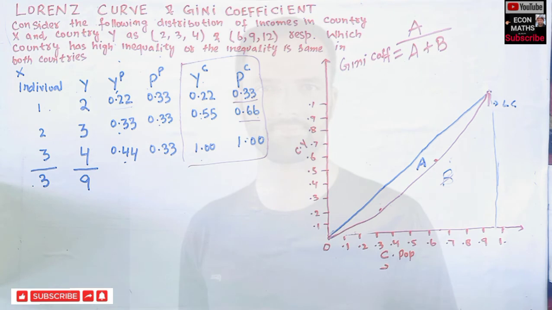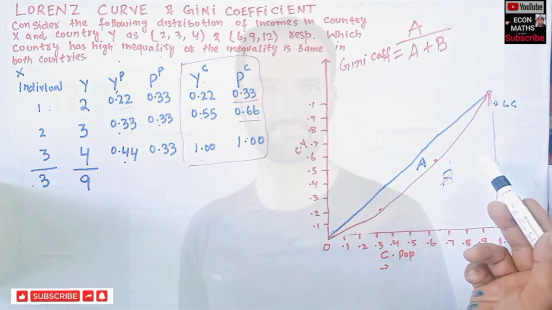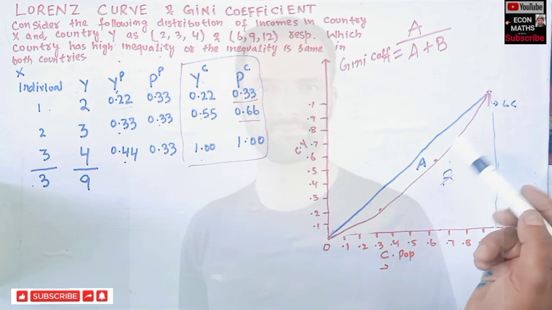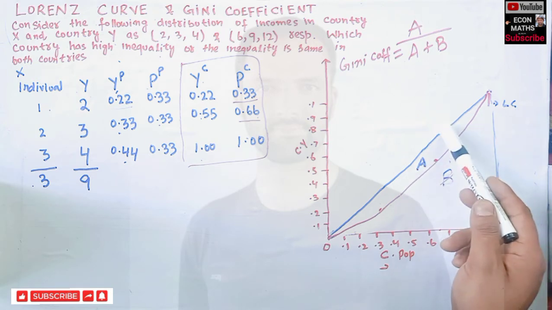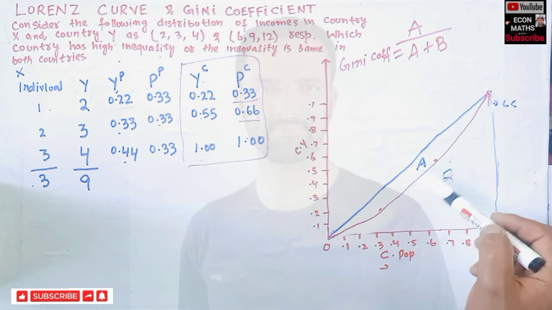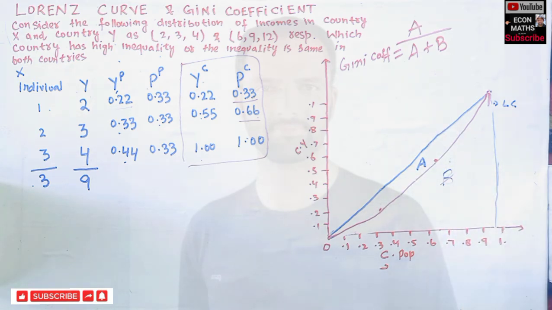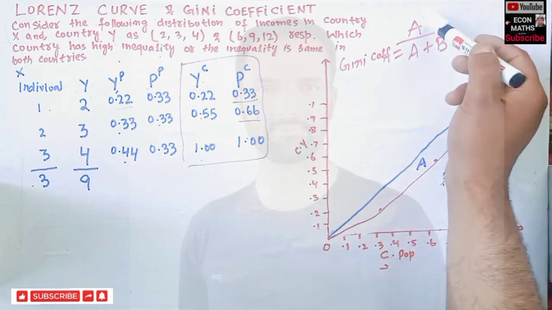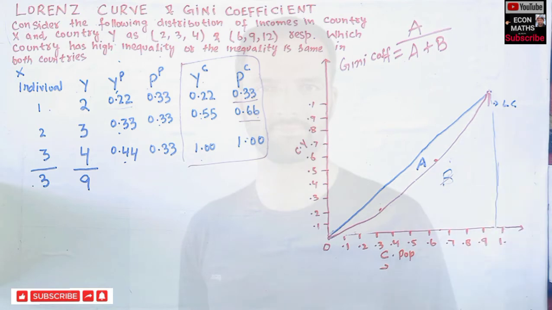And I have told you it is the measure of distribution of income across a population, and higher Gini coefficient represents higher inequality. Okay, and what is this Gini coefficient? It is simply the area between the straight line and the Lorenz curve as a ratio of the area under this straight line, that is A divided by this very area upon this whole area. Okay, so let's calculate the Gini coefficient here.